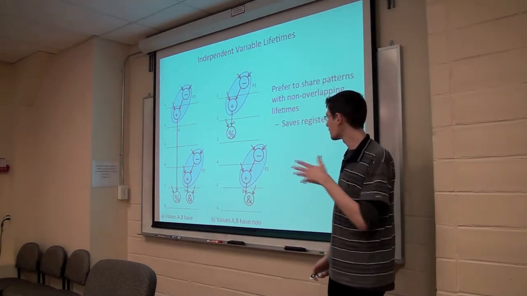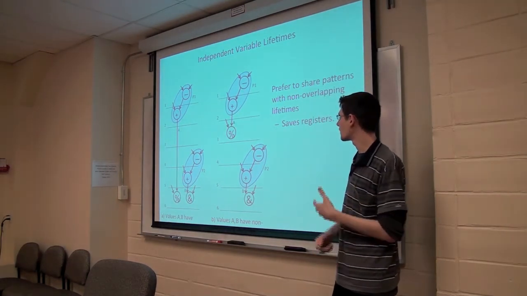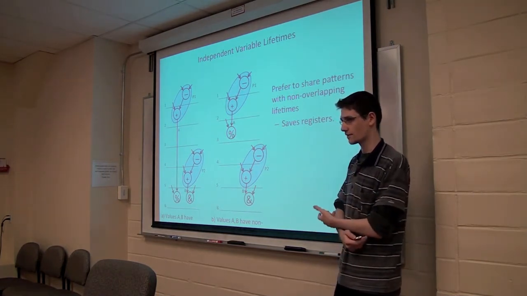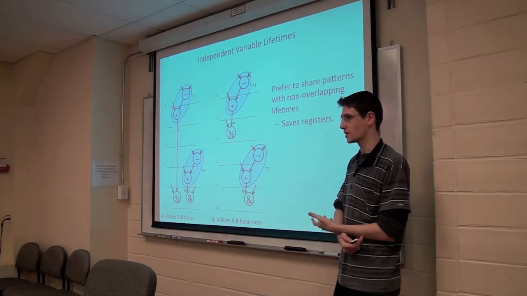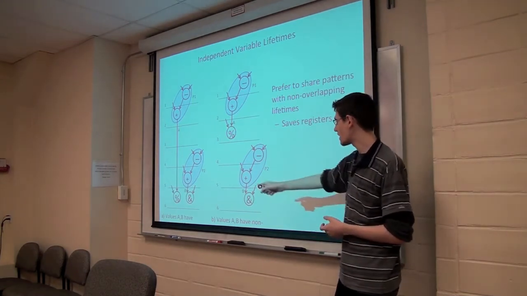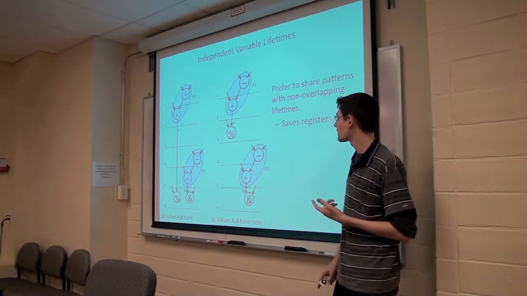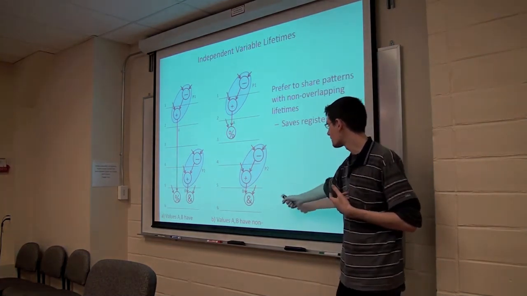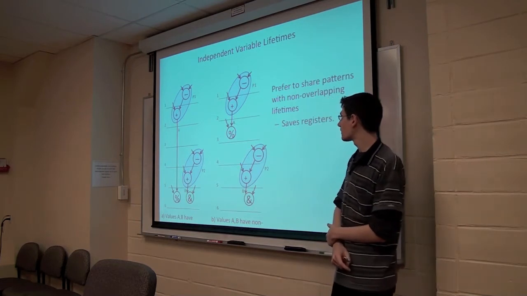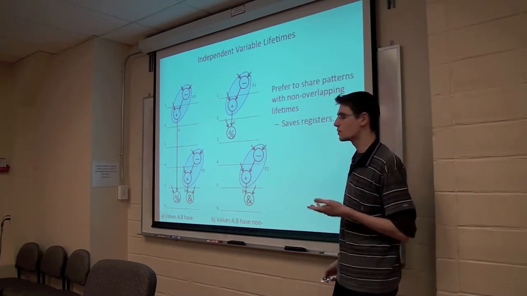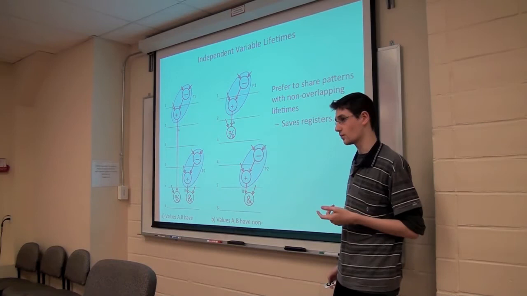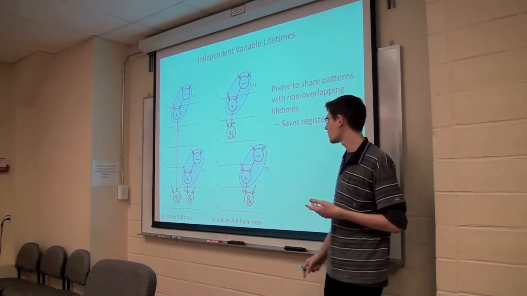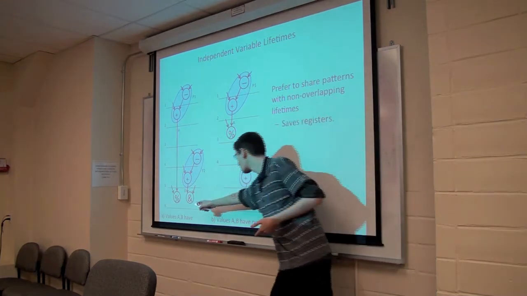Now what I'm showing here is that if you have two graphs whose variables have non-overlapping lifetimes, and you share those patterns, then you can save registers. So let's consider case A on the left here. We have two graphs, and we see that both of their outputs are required in the final cycle 6. So let's say these are each 32-bit patterns. You require 64 registers to store both of their outputs. If you were to share them, you still need 64 registers to store their outputs because both outputs are required in this final state here.